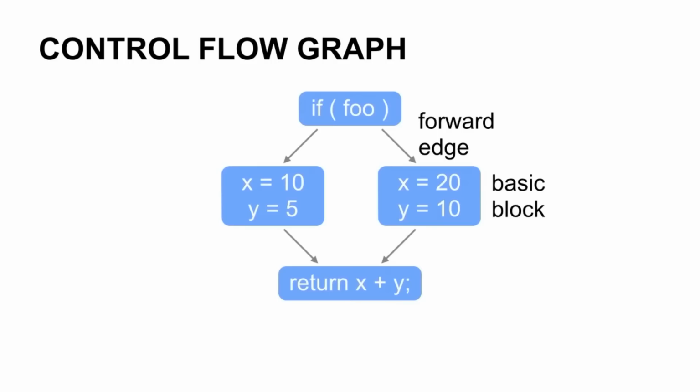The way the compiler writers view this is they think about this in terms of a control flow graph. So we have an if foo, and then we have two blocks, x equals 10, y equals 5, and x equals 20, y equals 10. And we have control edges, one that's true and one that's false. Those are forward edges, and each of the nodes are what are called basic blocks. Local optimizations are optimizations that occur inside of a single basic block. Global optimizations occur across the whole graph. Not exactly the definition you were probably expecting, but that's how the terms are used.